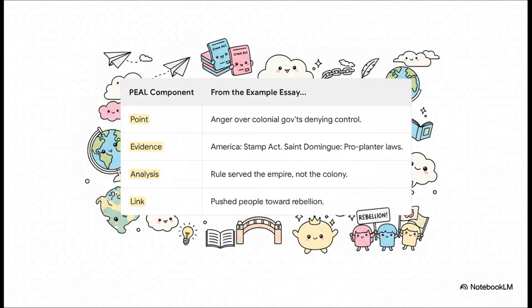And you can see it right here in that example essay. The point? Both were about anger over colonial governments. The evidence? Super specific. The Stamp Act in America, those unfair laws in Saint-Domingue. The analysis? It explains why that mattered. Both felt the empire was just using them. And the link? It connects that feeling right back to the idea of rebellion.